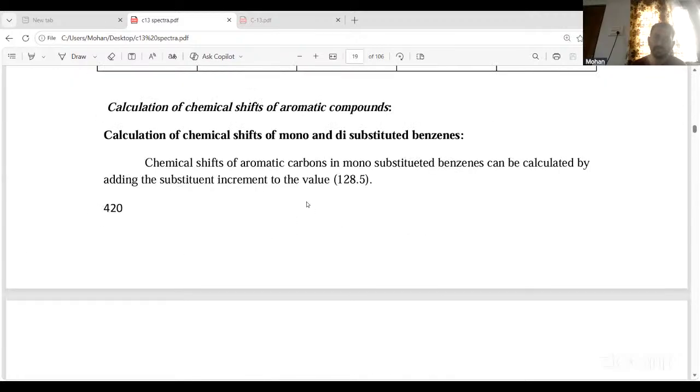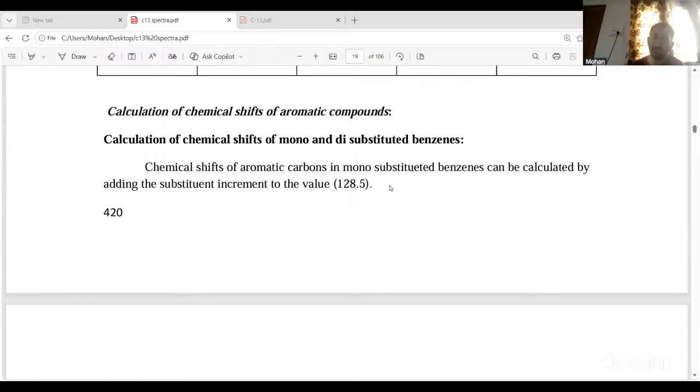Generally, for simple aromatic benzene, the chemical shift value of the carbon is 128.5, for simple, unsubstituted benzene. If any substituents are present, then the value is going to change. For simple benzene, all the carbons show a delta value of 128.5. If any substituents are there, you can add the values of those substituents mentioned in this table.